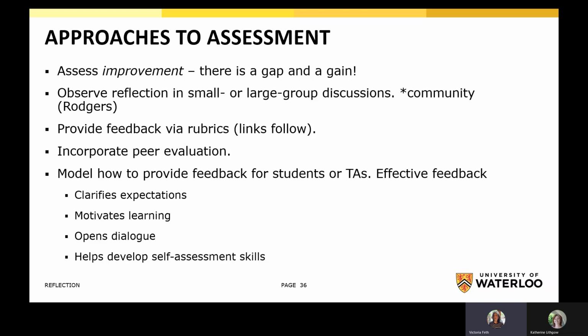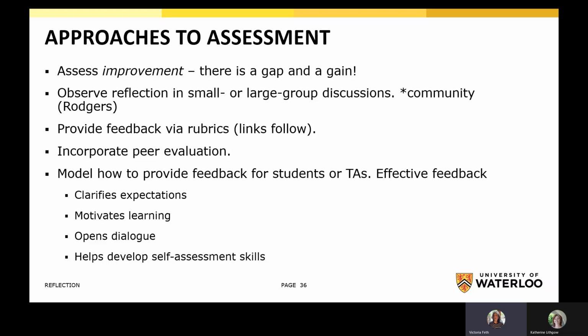Another way is to observe reflection in small or large group discussions. So remembering that reflecting in community is an important criteria of reflection, you can circulate through small groups, or attempt this in large groups in your classroom. You can use breakout rooms if you're doing this online, ensuring you're letting your students know you're dropping in, things like that, so that the assessment is kind of happening observationally and in real time.